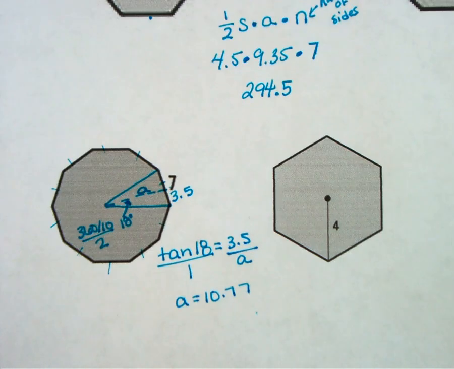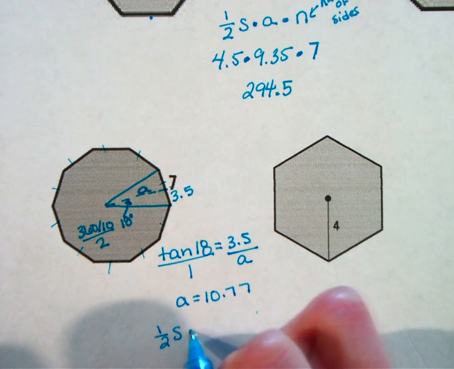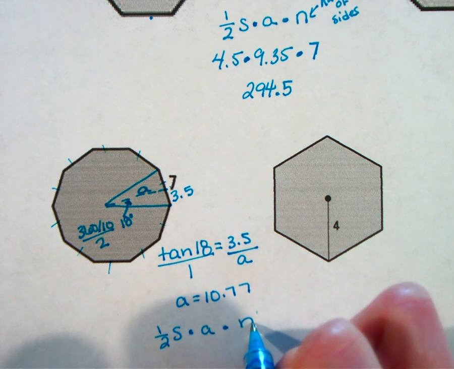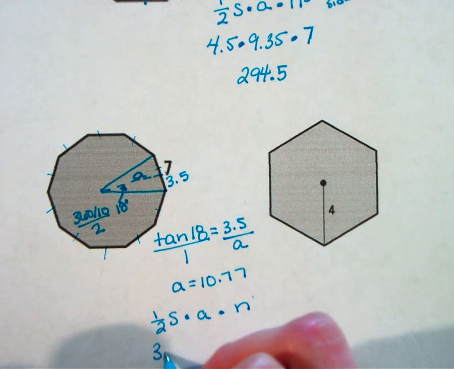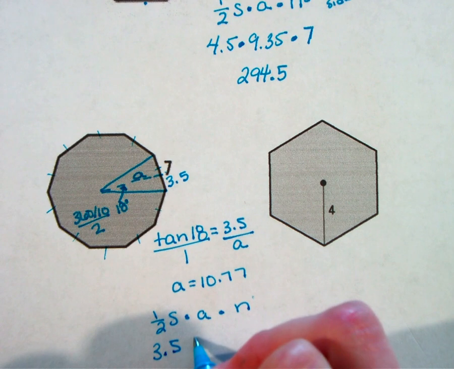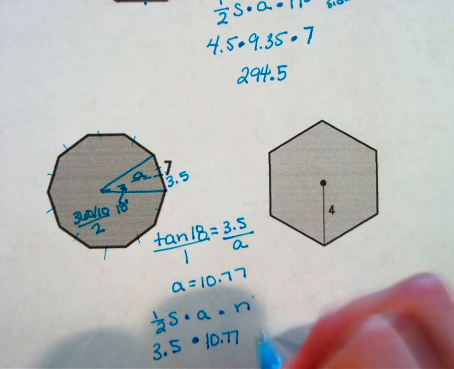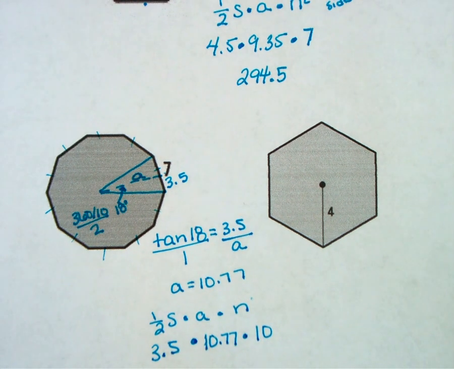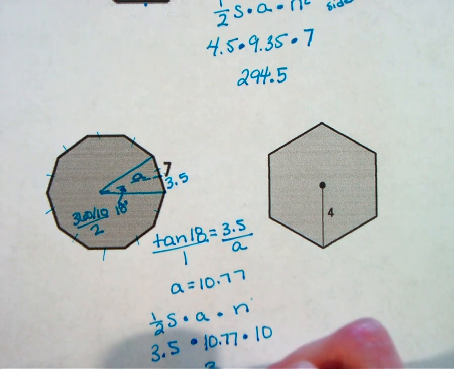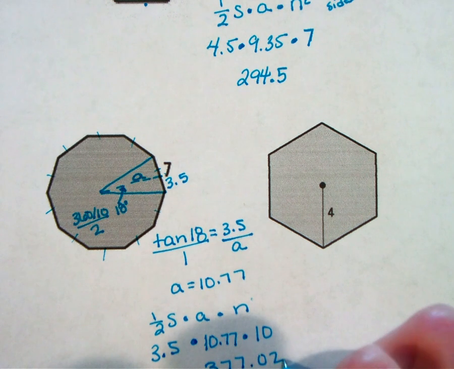And now I'm ready. I'm ready to take half of my side length times the apothem times the number of sides. So my half side length is 3.5. I'll multiply that times my apothem, which I got 10.77. And then I'll multiply that by 10 sides, which is 377.02 if I'm rounding.